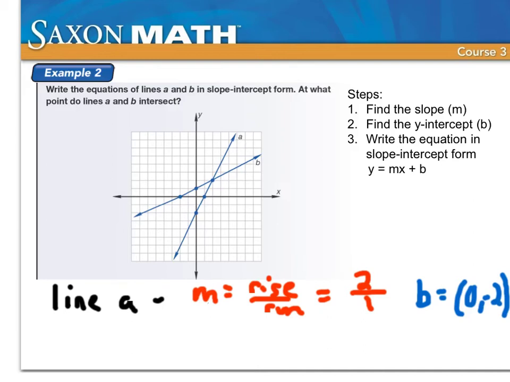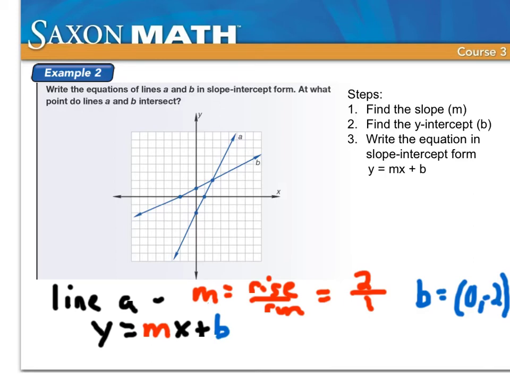So we found m, we found b, now we need to write the equation in slope-intercept form. So remember, that means we're going to write it in y equals, do you remember how it goes? Should be saying it to yourself right now, y equals mx plus b. Okay?